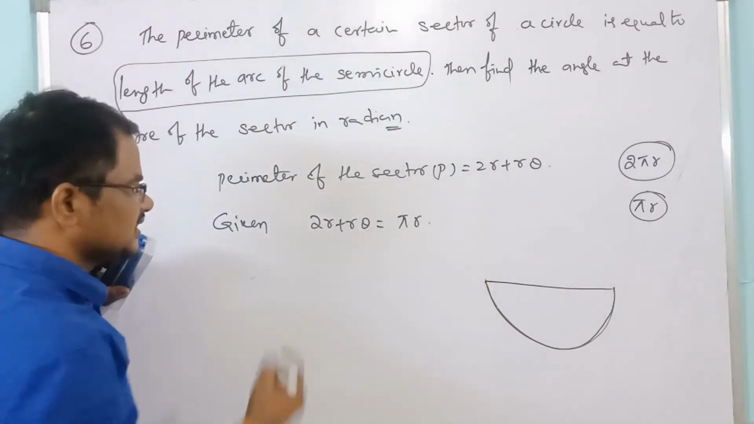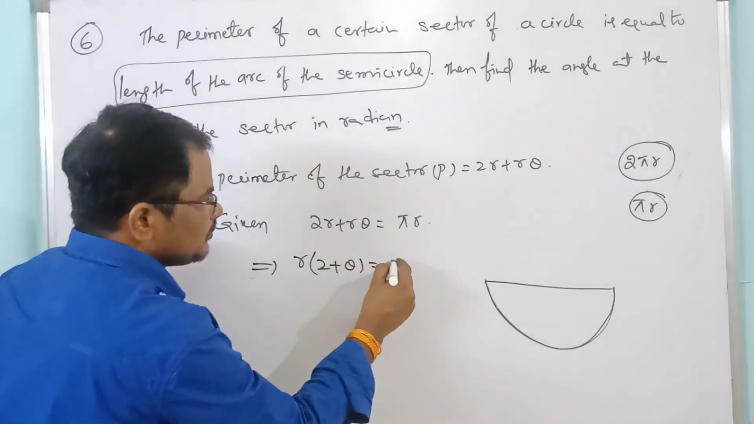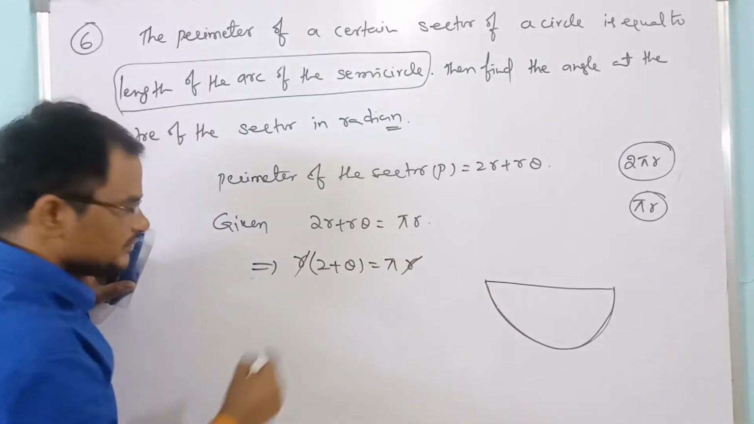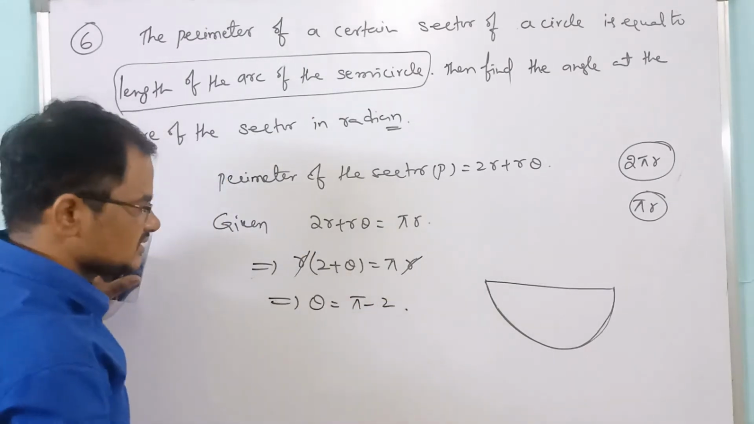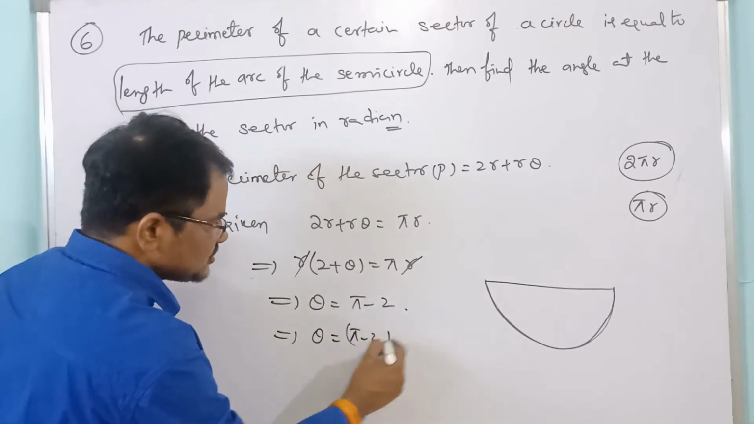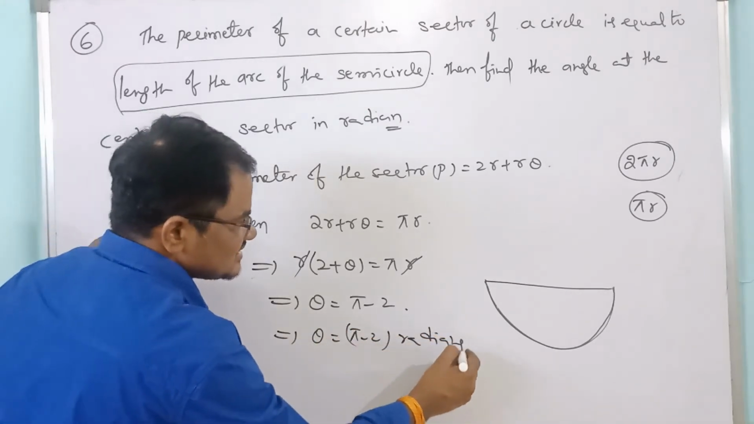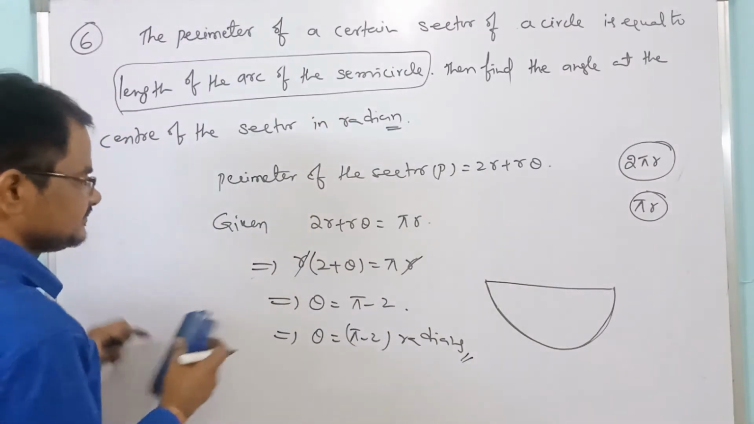This length is nothing but pi r. Now from this, take r common: r into 2 plus theta equals pi r. R gets cancelled. That implies theta equals pi minus 2. That's it. So theta equals pi minus 2 radians. This is our final answer because they asked in terms of radians.